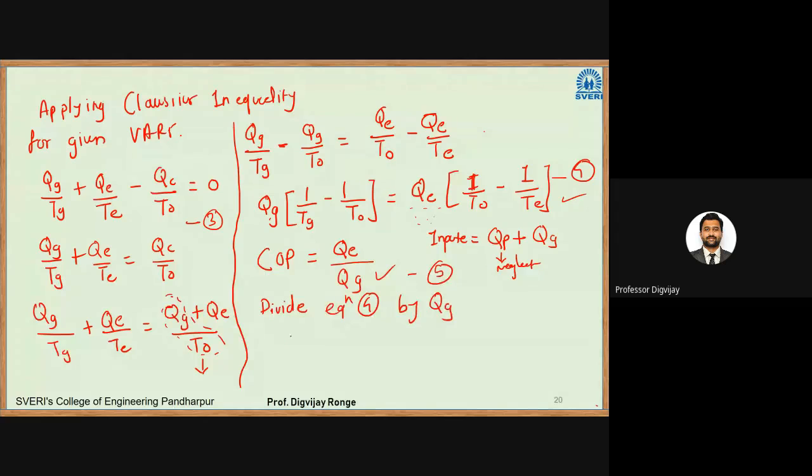So this will reduce to 1 divided by Tg minus 1 divided by To is equal to QE divided by Qg into 1 divided by To minus 1 divided by Te. And this is nothing but your COP. So in the next step, I will keep this on one side and transfer this to the other side. First I will reduce these terms. So I hope you have written this. I'll wait for 1 minute so that you can write.